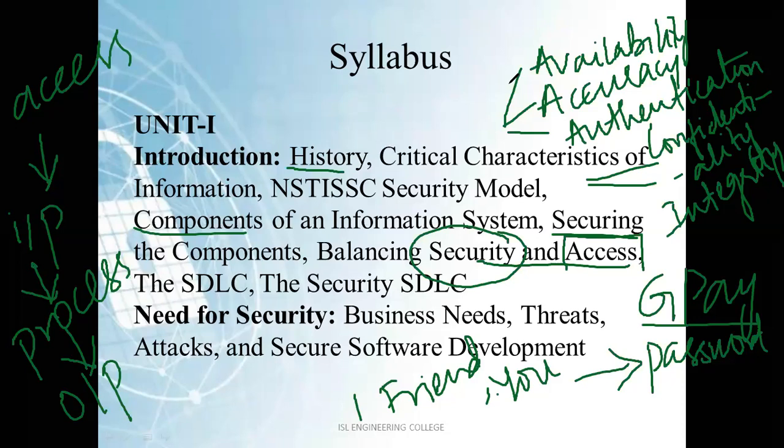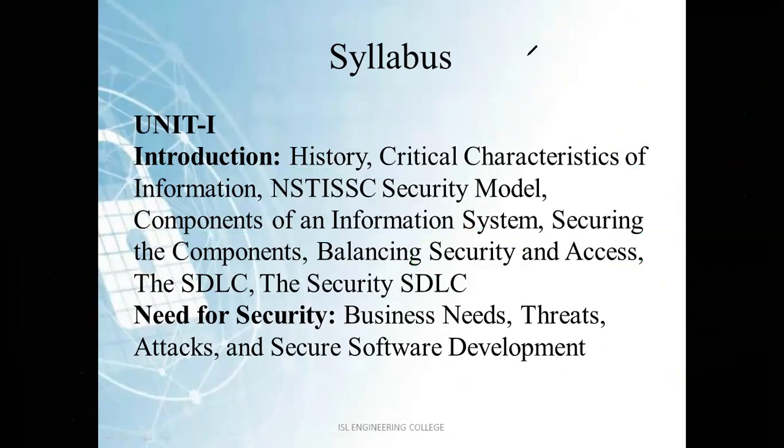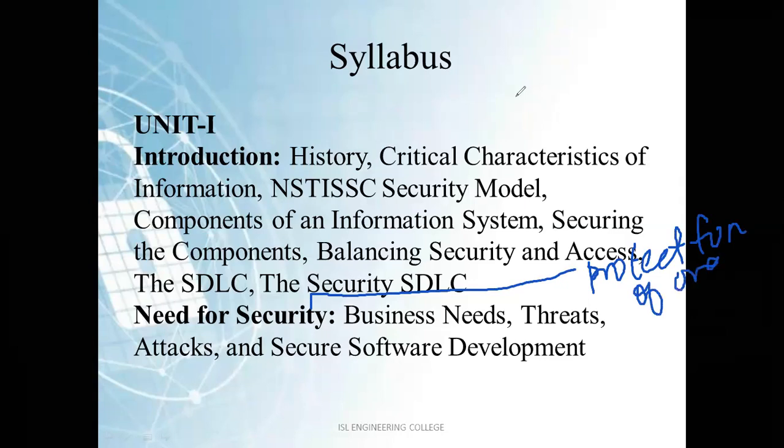The next chapter of Unit 1 focuses on the need for security. Now, what is the need for security? The need for security is that you protect the functionalities of a particular organization, so that whatever operations you're performing are safe. You need to protect the data, whether it is your data or an organization's data.